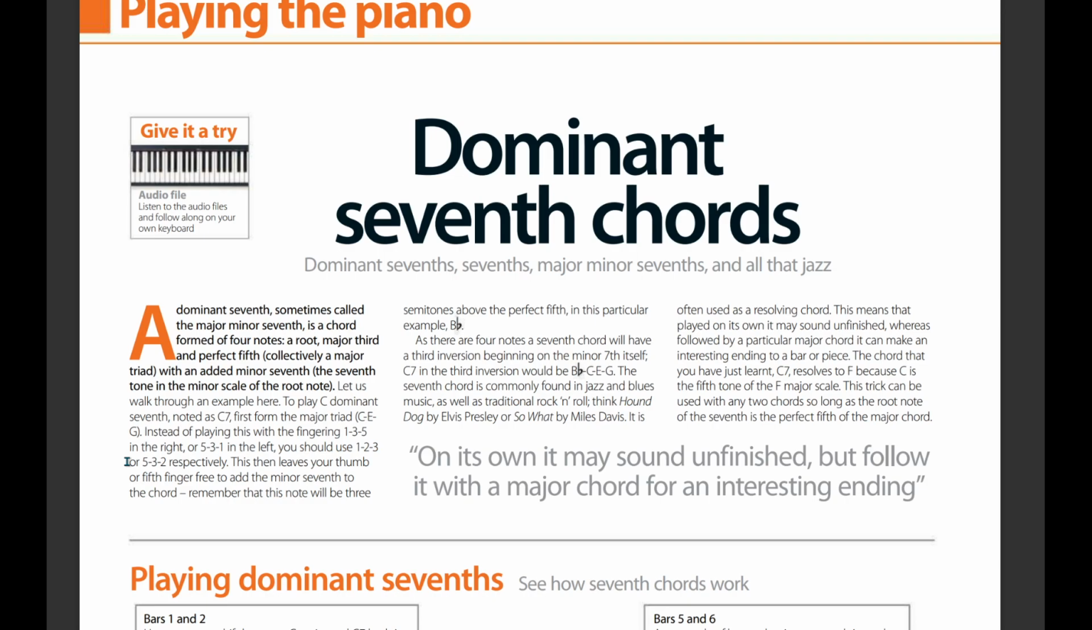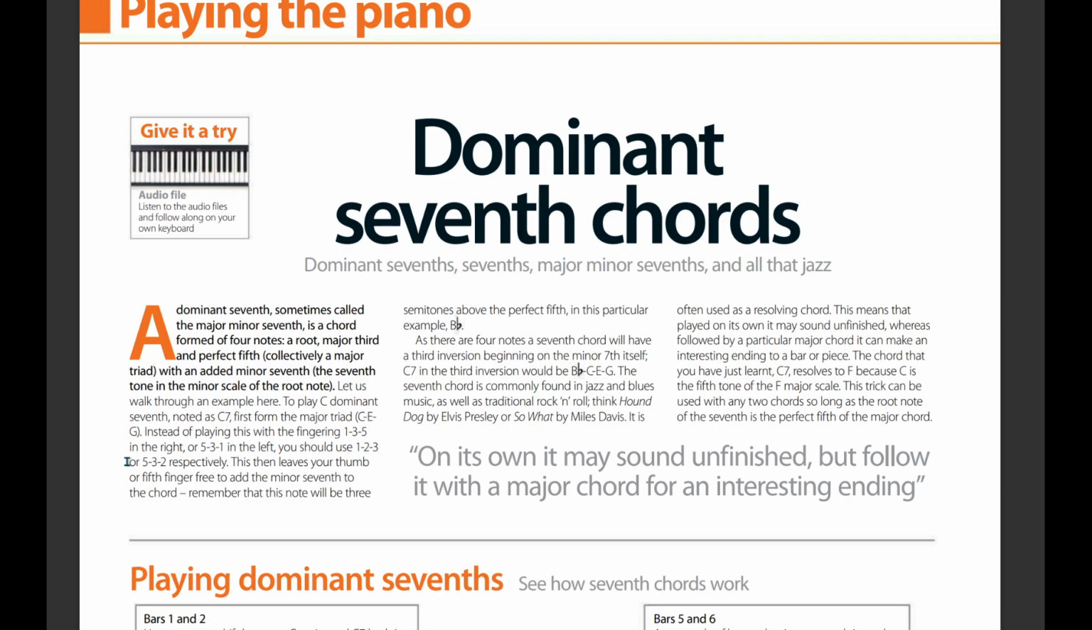There are 4 notes in the 7th chord, so it has inversions, the third beginning on the minor 7 itself, B flat. The 7th chord is commonly found in jazz and blues music, and in rock and roll, think Hound Dog by Elvis Presley or So What by Miles Davis. It is often used as a resolving chord.